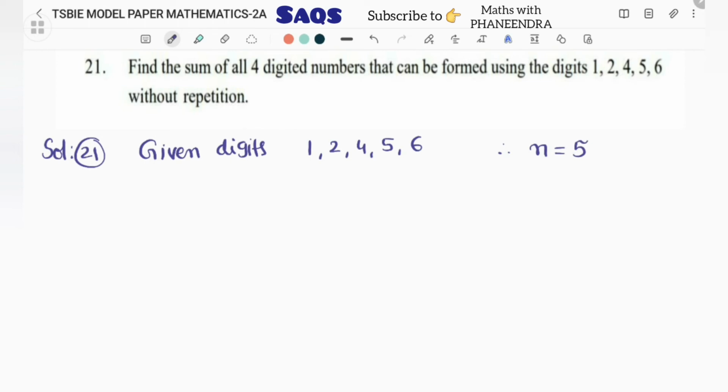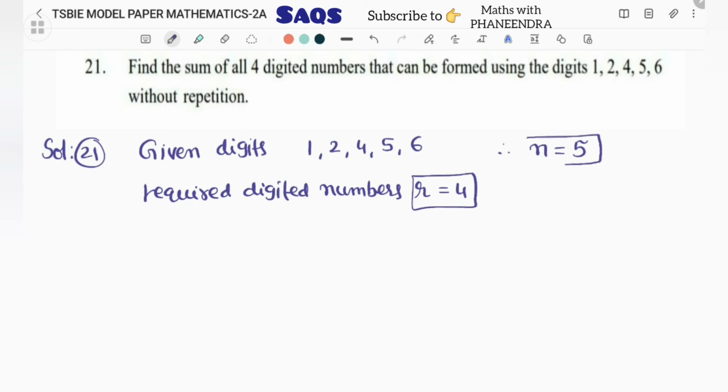How many digits do we require? Find the sum of all 4-digit numbers. Required digit numbers, r is equal to 4. So we got the r value, and the n value, the total number of digits, is 5. So for the sum of all numbers that can be formed using n digits, we have a formula.